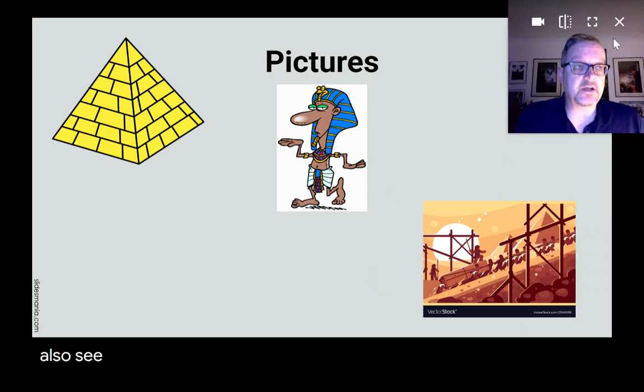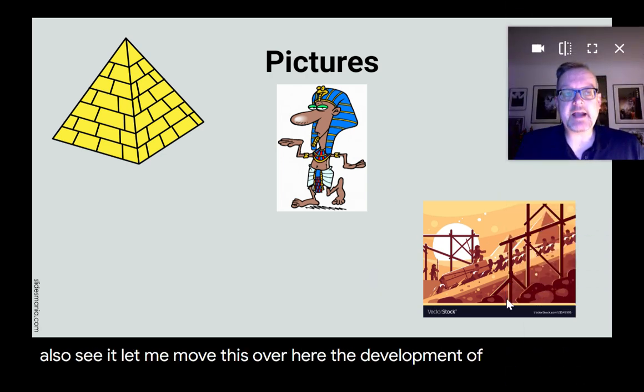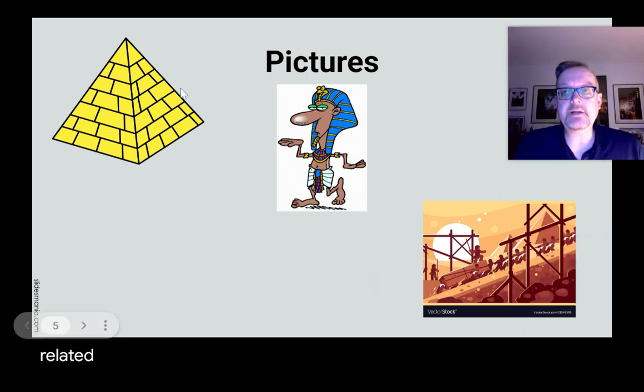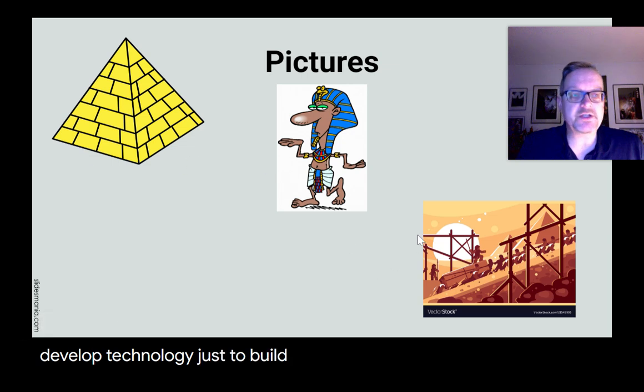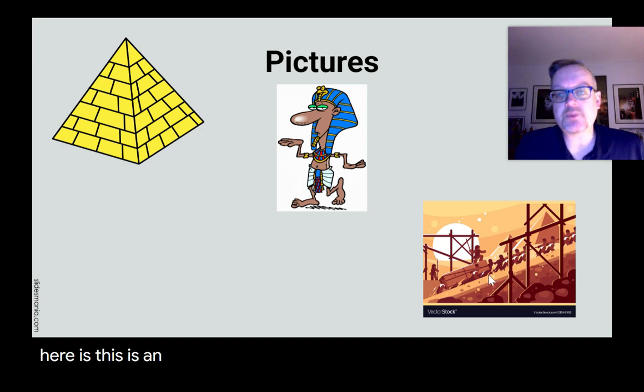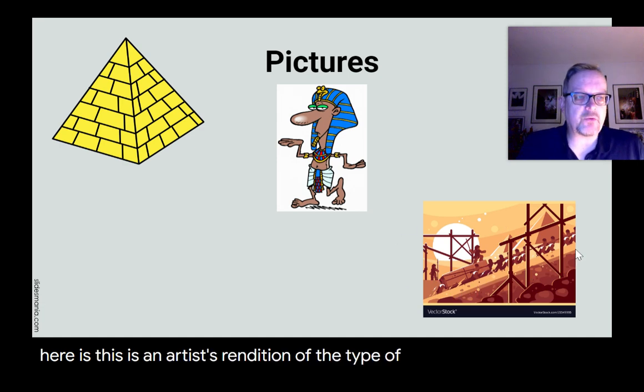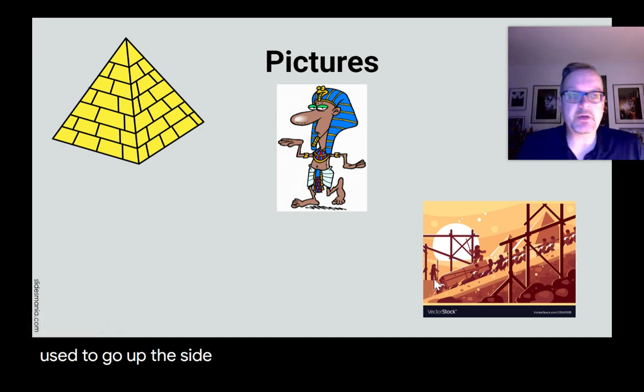We can also see the development of technology related to the construction of pyramids, because religion and government were so important. They developed technology just to build these structures. And what you see right here is an artist's rendition of the type of ramp they would have used to go up the side of the pyramid.